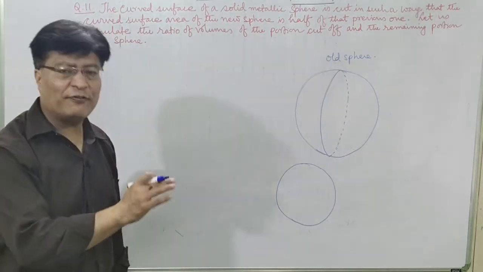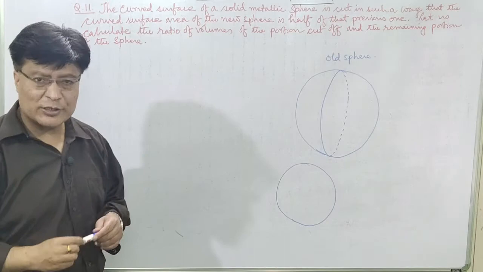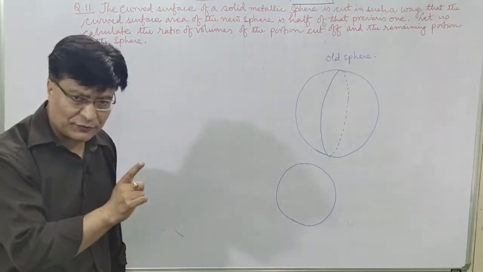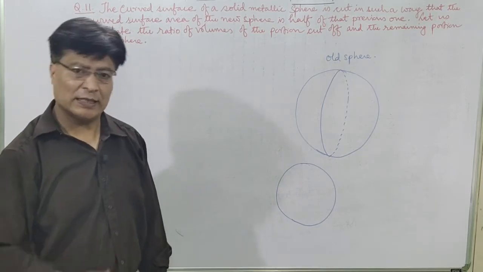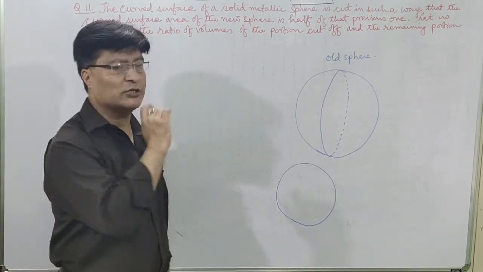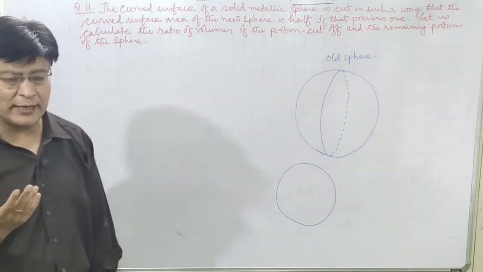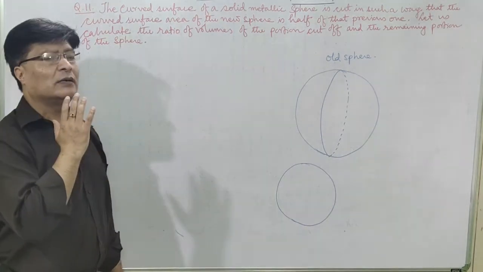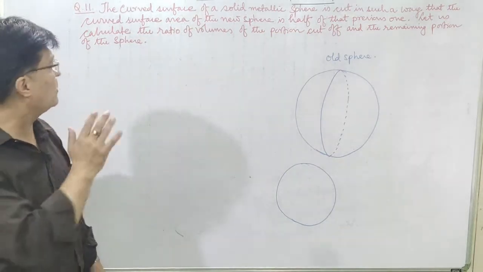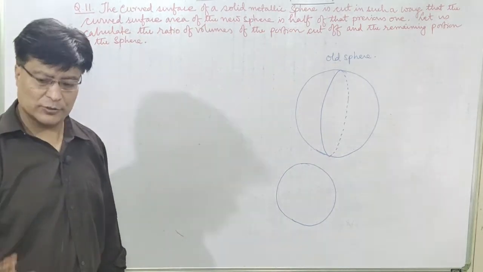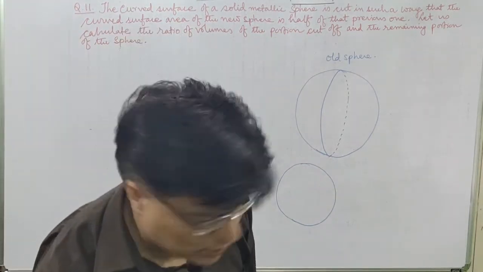So now you have to find out the ratio of the volume of the portion cut off and the remaining portion of the sphere. यो दुईटाको volume को ratio चाहिँ निकाल्नु पर्छ. कस्तो खाले ratio भन्दाखेरि you have to calculate the ratio of the volume of the portion cut off and the remaining portion of the sphere. So I think I understood it. So let us do this problem now.